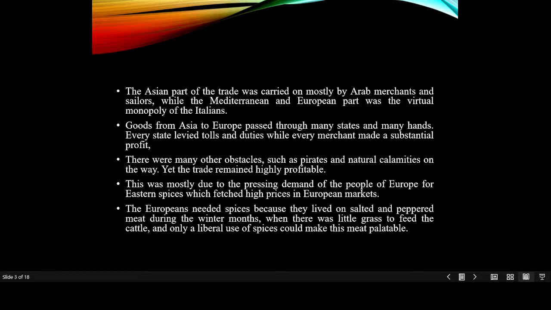And then the Mediterranean part and the European part of Indian trade was the virtual monopoly of the Italians. As I said in the last slide, it was dominated by the Italians from Genoa and various city-states of Italy. So goods from Asia to Europe passed through many states and many hands. In every state they levied tolls and duties, while every merchant made a substantial profit. So the merchants needed to pay taxes and duties everywhere, which made the commodity too costly.